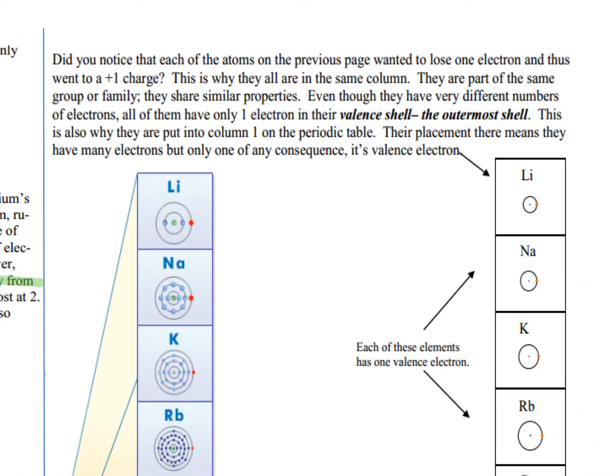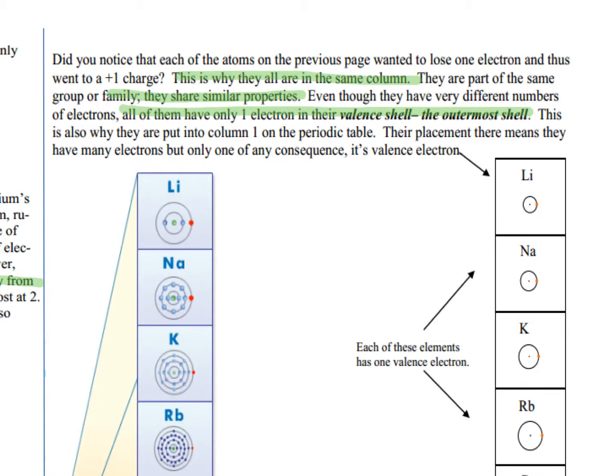Did you notice that each of the atoms on the previous page wanted to lose 1 electron and thus went to a positive 1 charge? This is why they are all in the same column, which is what we call a family. They are part of the same family and they share similar properties, just like you do with your family. Even though they have very different numbers of electrons, all of them have only 1 electron in their valence outermost shell.